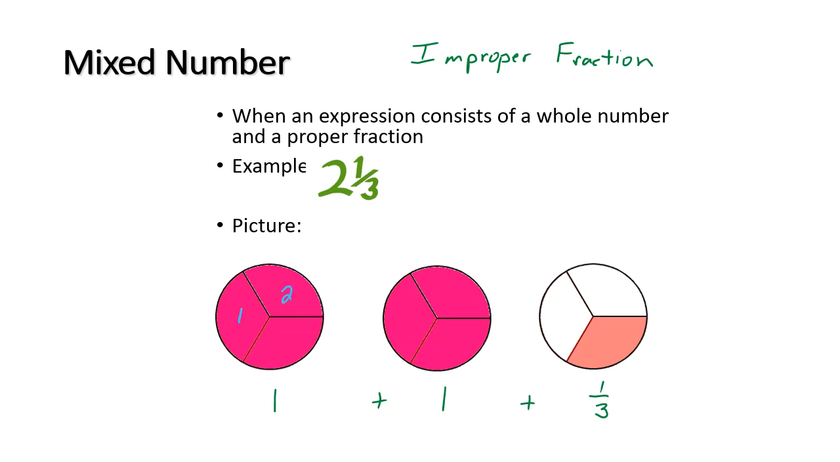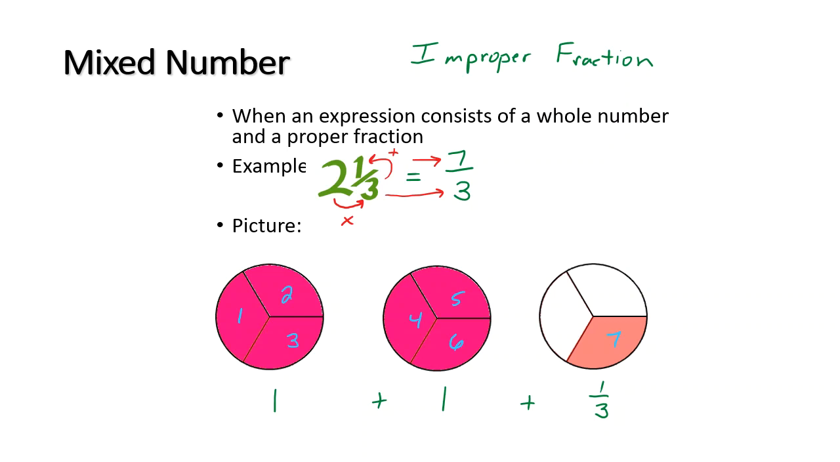Let's see, is this color going to show up? 1, 2, 3, 4, 5, 6, 7. So 2 and 1/3 is equivalent to 7 thirds. Now some of you may have seen this little shortcut of how to do this, where you take the whole number part multiplied by the denominator, add the numerator. 2 times 3 is 6 plus 1 is 7, and that is your numerator of your improper fraction. The denominator of your improper fraction is the denominator in your mixed number.